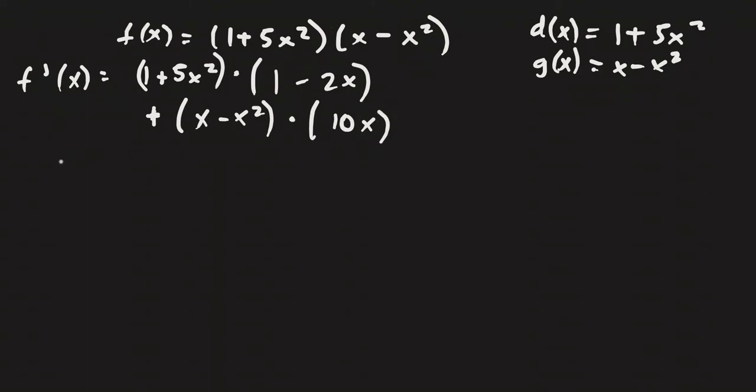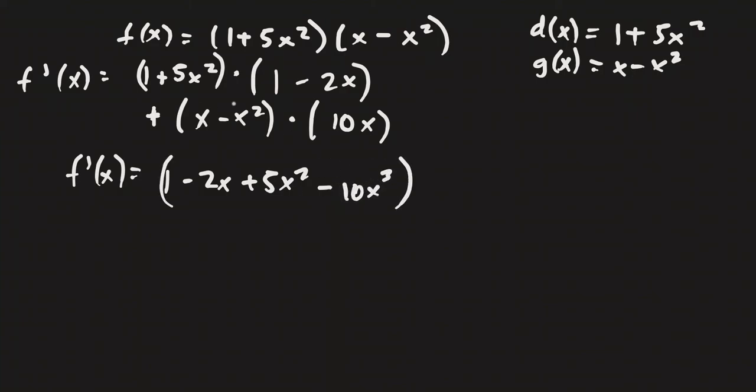So let's try to simplify this and get a result. So f prime of x would be equal to 1 plus 5x squared times 1 minus 2x. I'm going to try to factor this out. So I'm going to make this 1 right here. I'm going to FOIL this out. And then minus 2x outside. And then inside, which would be 5x squared. And then outer, which would be minus 10x to the third power. And so this is our first top portion right there.